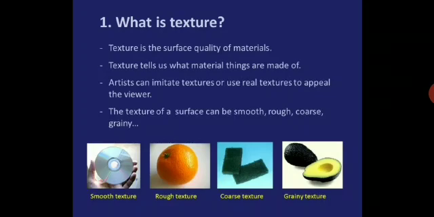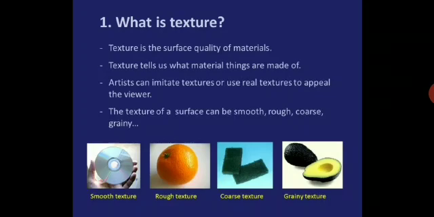Artists can imitate textures or use real texture to appeal to the viewer. The texture of a surface can be smooth, rough, coarse, or grainy. Examples are given below. You just need to write in your notebook what is texture. Texture is the surface quality of materials. Texture tells us what materials things are made up of. This much you are going to write in your notebook, and you are going to just see the examples.